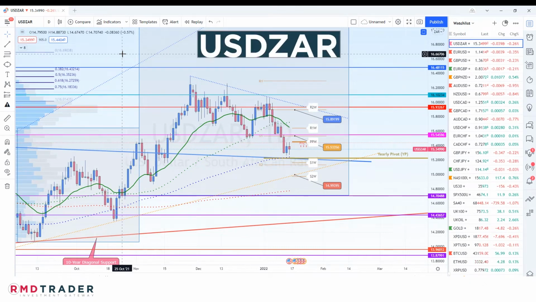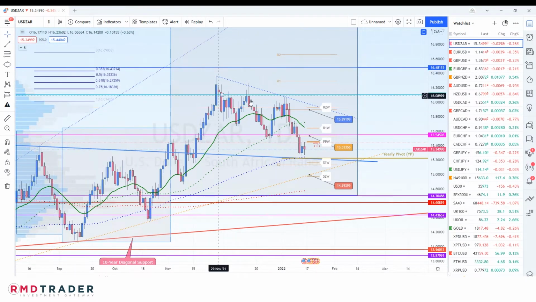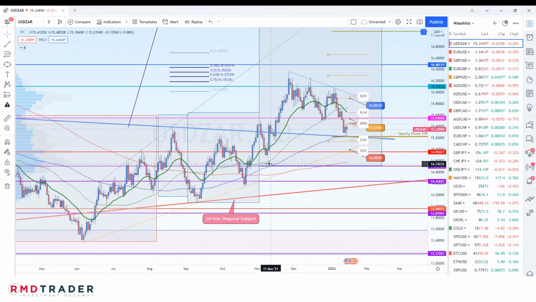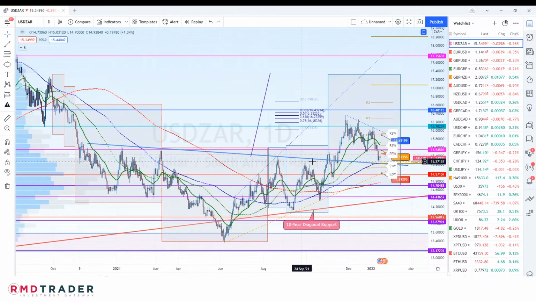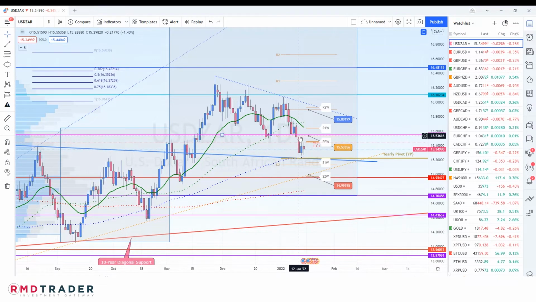Okay then traders, so let's have a look at the USD South African Rand. Last week we mentioned that we had this double top formation that could potentially send price towards our yearly pivot, which is also where we had some convergence from our daily 100 SMA, as well as this very large inverted head and shoulders neckline. So far this is what we've seen playing out.